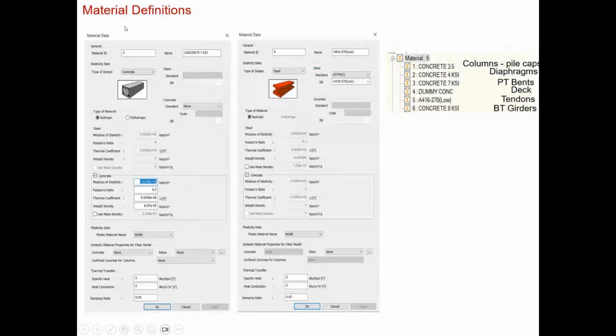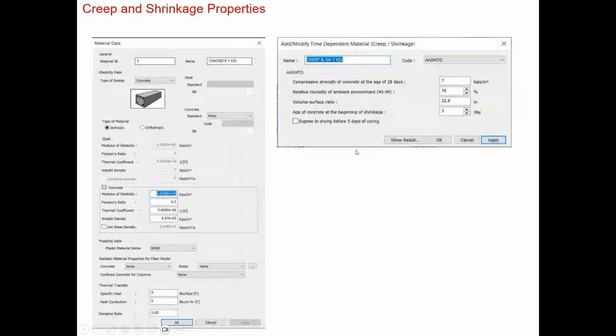Of course, running into the material definitions, we had 6 material definitions here. All of them were concrete for the different elements of the bridge of different grades. The post-tension bents were assumed to have 7 KSI. And of course, we have the steel material defined for the tendons as well. And we still needed to define a dummy concrete material. That's a material that's identical to the 4 KSI deck material, but it has no weight. And I'm going to talk about the purpose of this dummy material shortly.